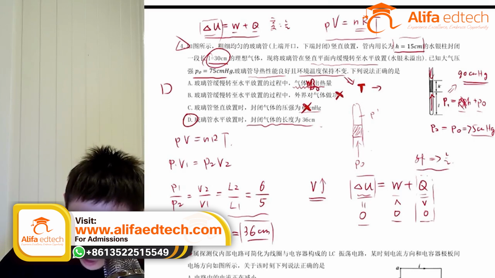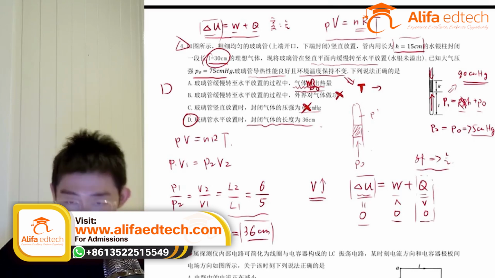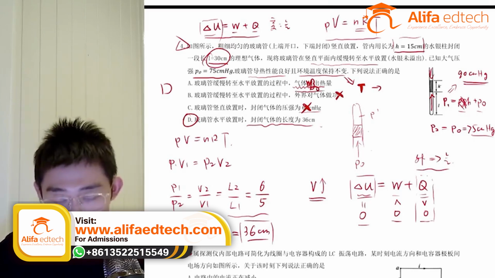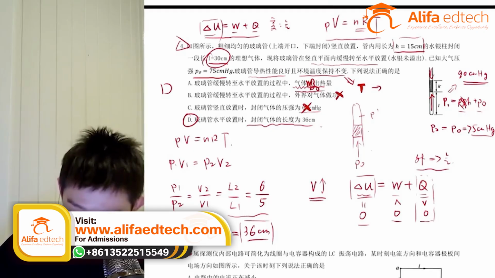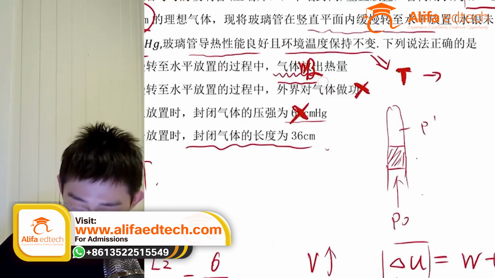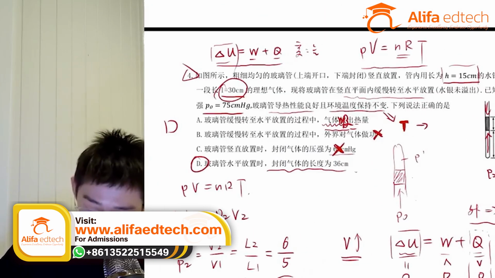Whenever you need to determine whether heat is absorbed or released, it's actually not easy to just figure it out in your head because you're missing a tool, and that tool is the first law of thermodynamics. Never skip the first law, always write out the equation. Alright, so option A is eliminated and we choose C.